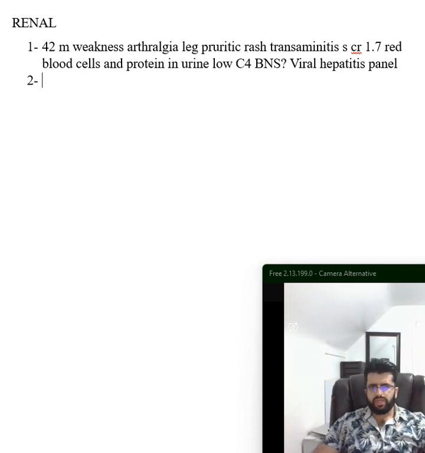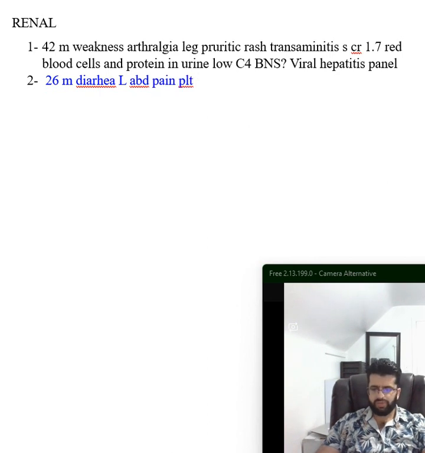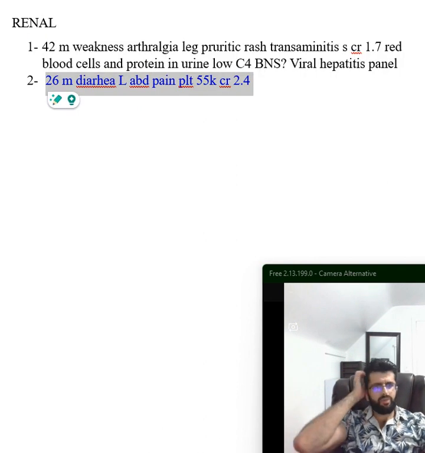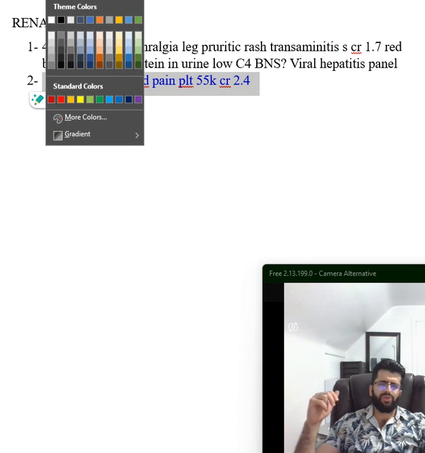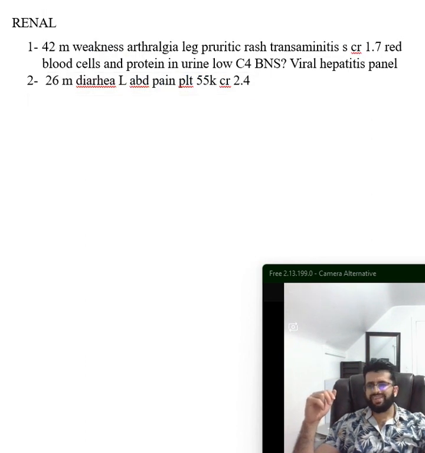Alright, so another interesting case, if you see a patient who's a 26-year-old man comes in with diarrhea, okay, and then lower abdominal pain, and then you see platelets 55k, and then you also see creatinine is 2.4. Okay, so what do you see? What are you noticing here? There is abdominal pain, bloody diarrhea, and you have thrombocytopenia and elevated creatinine, renal failure, thrombocytopenia, bloody diarrhea. What does that tell you? Does that ring a bell? What do you need next?